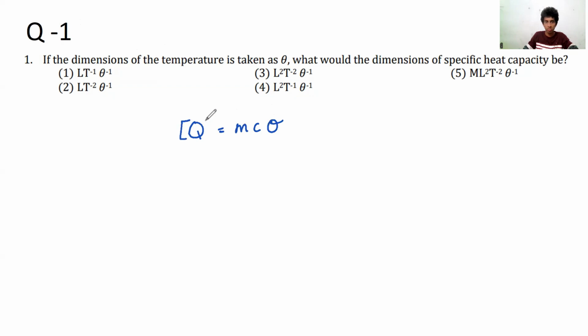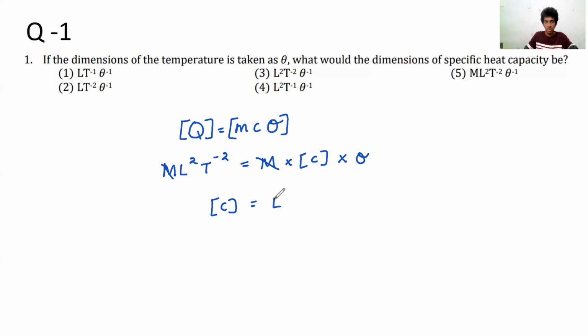Then we should take the dimensions on both the sides. As Q is heat energy, it is a type of energy. So the dimensions of energy is M L squared T to the power minus 2, and the dimensions of m is M, and we should find the dimensions of c, and the dimensions of theta is theta. So M and M cancel. So the dimensions of c is L squared T to the power minus 2 theta to the power minus 1. So the correct answer is the third one.